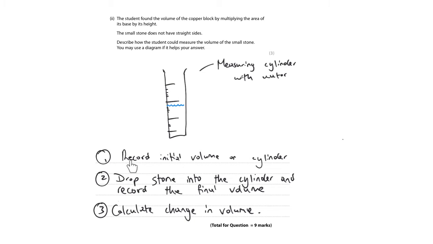My first thing I'm going to do is record the initial volume. So say I put 20 in there, I'm going to write 20 down. I'm then going to drop my stone in and then look at how much it goes up by. So I'm going to record my final volume. And then I'm going to calculate my change in volume because that change is going to be equal to the volume of my stone. So those are my 3 marks, 3 steps for calculating the volume of an irregular object.